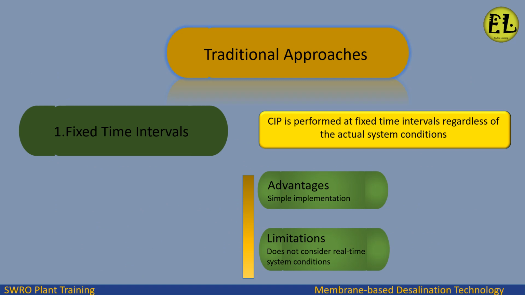Fixed time intervals. In this approach, CIP is performed at fixed time intervals regardless of the actual system conditions. For example, CIP may be scheduled every week or every month. However, this approach does not take into account the real-time variations in system fouling or scaling, leading to potential inefficiencies and unnecessary cleaning cycles.